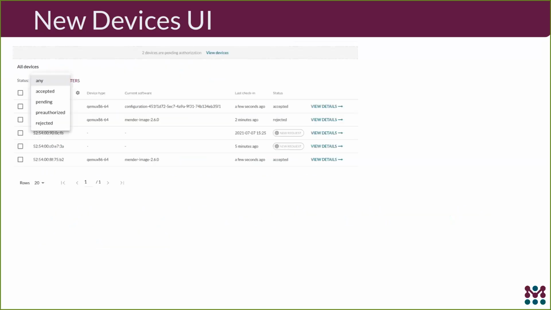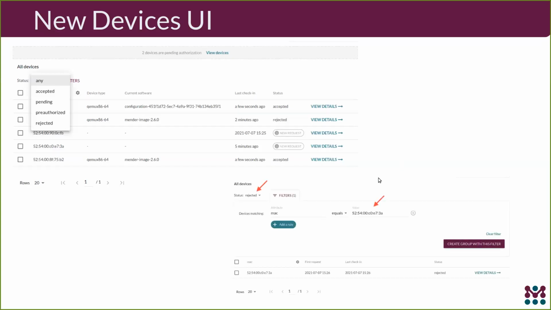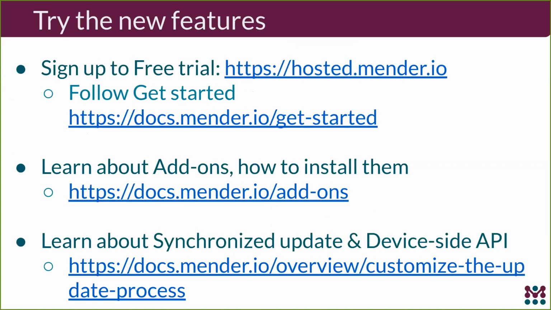So you can see that we have gotten rid of the tabs that we have in the devices UI. So now it's a filter rather. So you can select the authentication state. So you can see all the devices, for example, regardless of state. And you can also see, some of these are accepted, rejected, and you can filter on rejected devices, for example, with a given MAC address. So hopefully this will be a welcome usability improvement. And thank you for the feedback that has led to it.